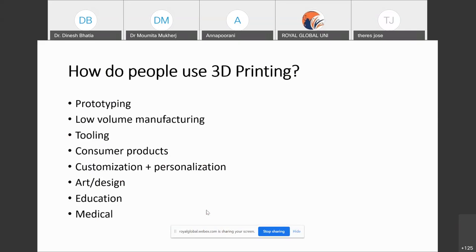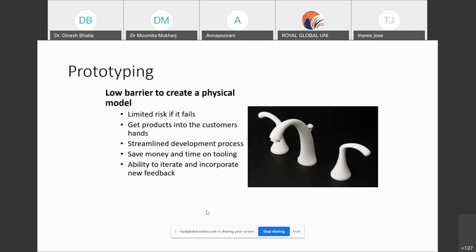Then how do people use 3D printing? Prototyping, low volume manufacturing for tooling, consumer products, as I told you, then customization, personalization, art, design, for education purposes as well as for medical purposes. And we have also adopted that for medical as well as for imaging purposes, meaning battlefield imaging or some sensor and antenna system development using 3D technology. Then prototyping has a low barrier to create a physical model, with limited risk if it fails. So people show interest, particularly when there is a problem of funding. Then they get products into the customer's hand, streamlining the development process. It saves money and time, and gives the ability to iterate and incorporate new feedback.